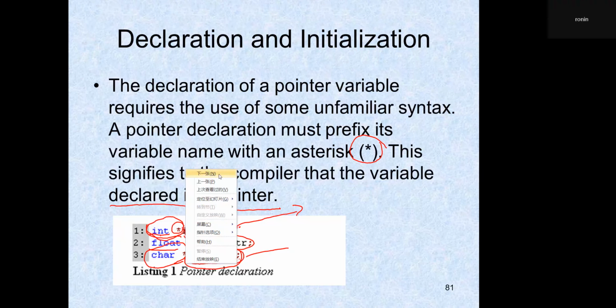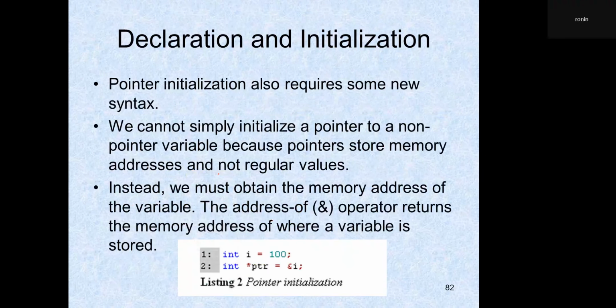Remember, a pointer is an address, and the pointer's data type, an int pointer, a float pointer, a char pointer, means that in this address is stored a variable of that data type.